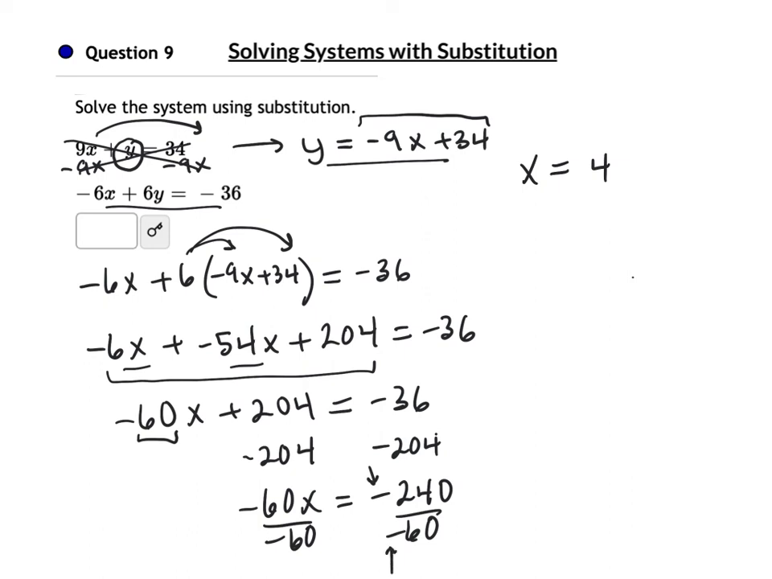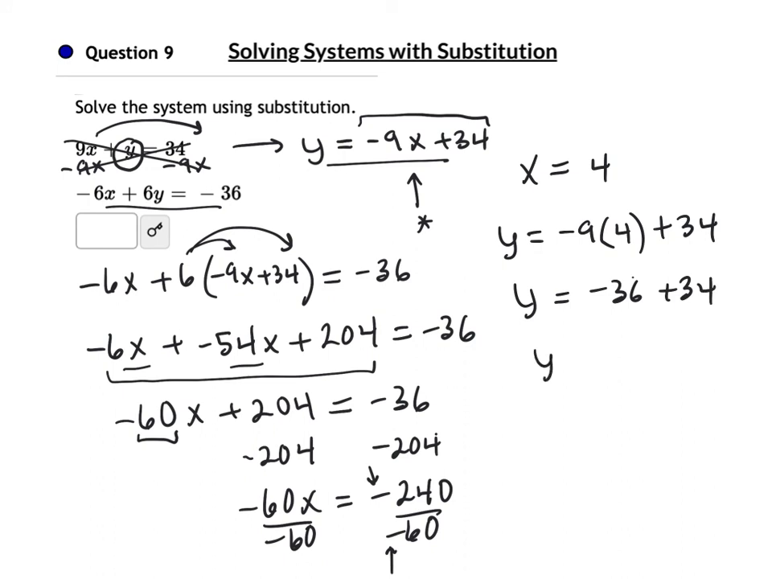We need to plug that in one of these equations. Let's use this one. Y is by itself. It's going to be easier to work with. Y is equal to negative 9 times 4, plus 34. Y equals negative 36 plus 34. Y then equals negative 2. Our answer, as always, is an ordered pair in alphabetical order. That's 4, negative 2.